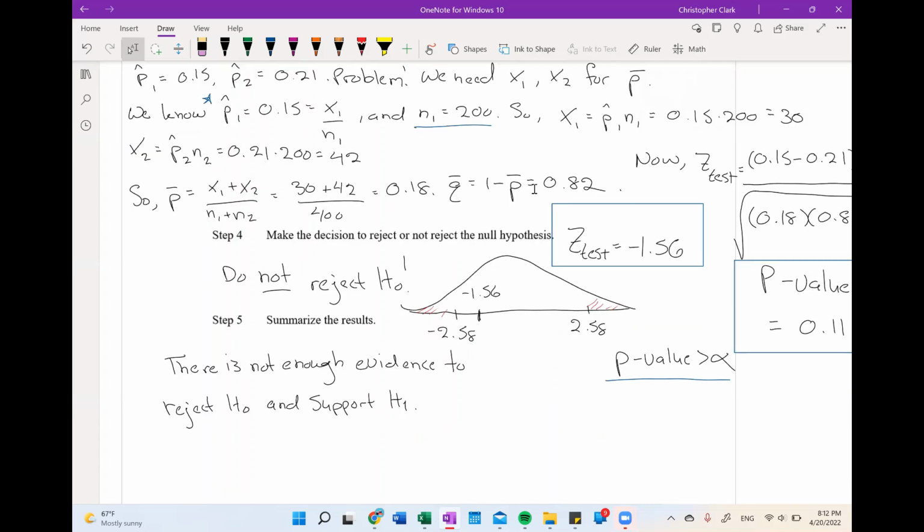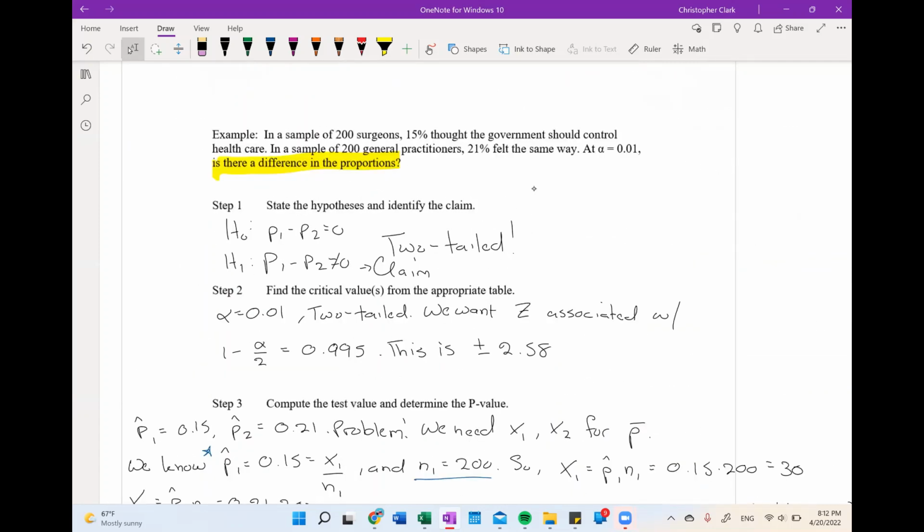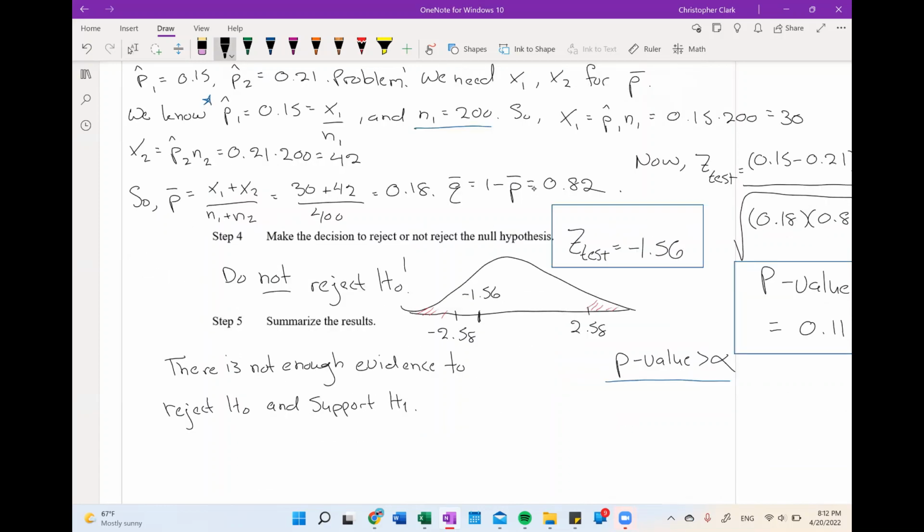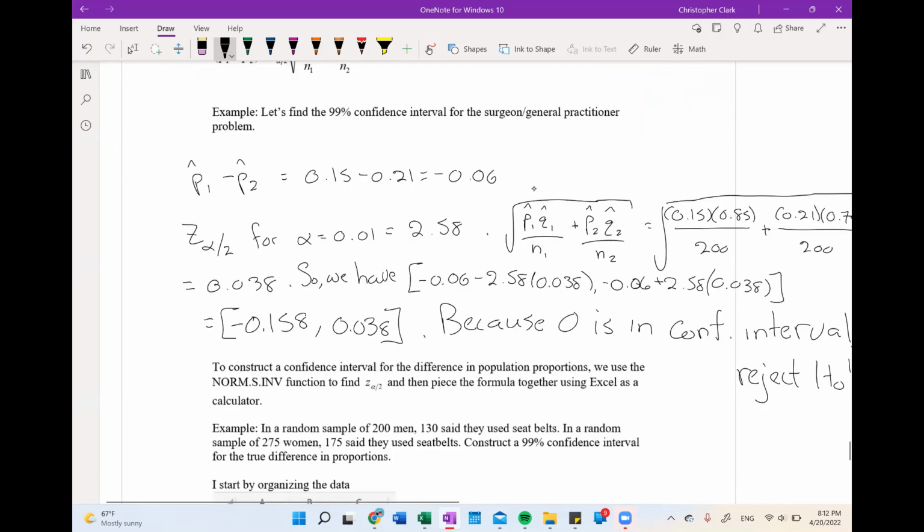And in fact, if we go back up here, that is what we expected, right? We didn't reject it. This is the surgeons and general practitioners. We didn't reject it on a Z test and a P test, and now we're not rejecting it on a confidence interval test. So this is how you would do that.